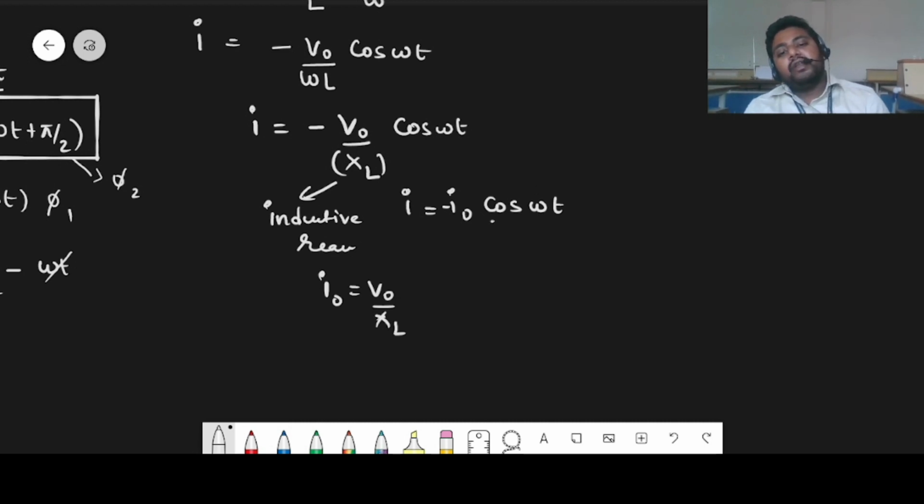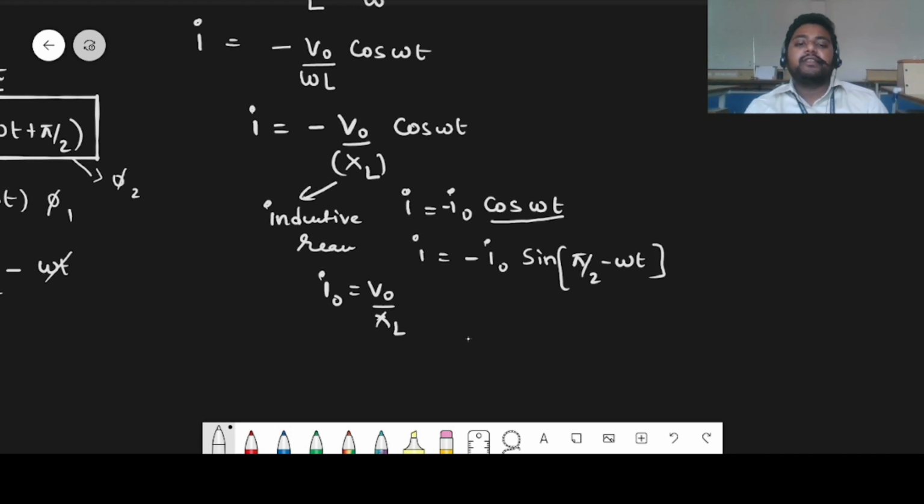Further, if you are writing this cos omega t, we have to analyze it with respect to sine, right? So minus of I naught into sine of pi by 2 minus omega t. I can write this as the expression. Sine of pi by 2 minus omega t is nothing but cos omega t. Further, multiplying the negative sign inside, we can write this as omega t minus pi by 2.